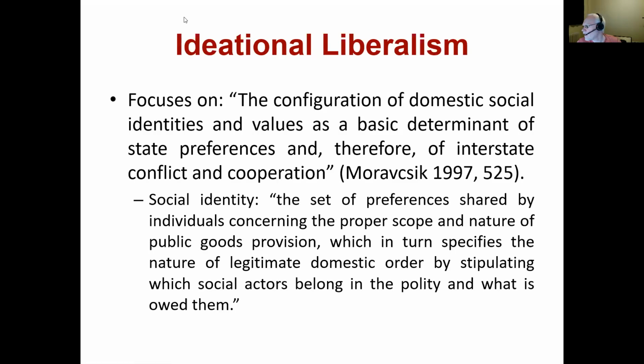All right, the second is ideational liberalism. So moving on from commercial liberalism, this focuses on the configuration of domestic social identities and values as a basic determinant of state preferences and therefore of interstate conflict and cooperation. So remember, in the first one we talked about differences in scarcity, in values and its ability to influence society, or power within society. So this is looking at the different values, right? Within any given state, but also across states, there are different values that exist.